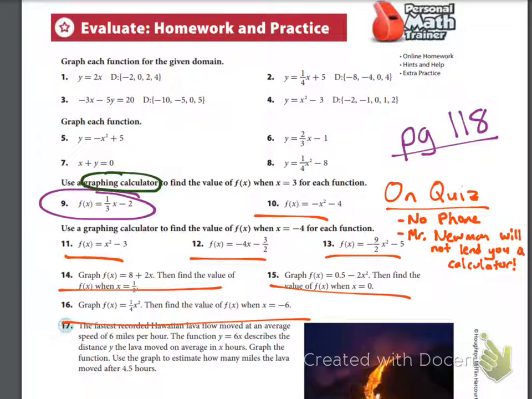All right, now that I've shared that, what we're going to do is look for when x equals 3, what f of x is equal to, what the output is equal to when the input is 3. So let's go to our graphing calculators. At this time, I need you to grab a graphing calculator.